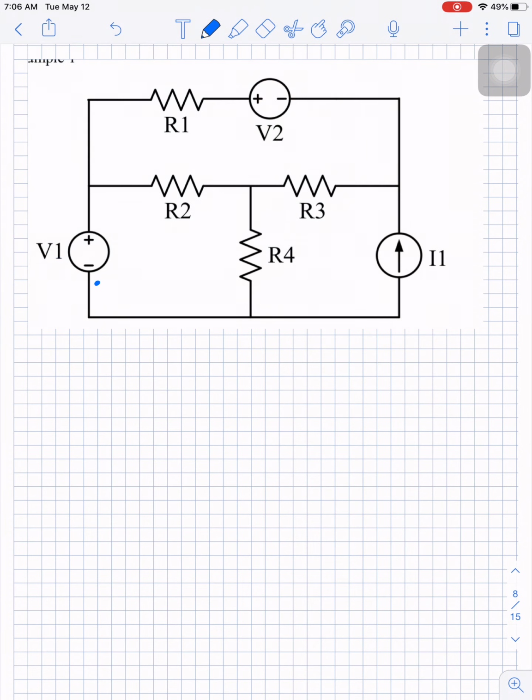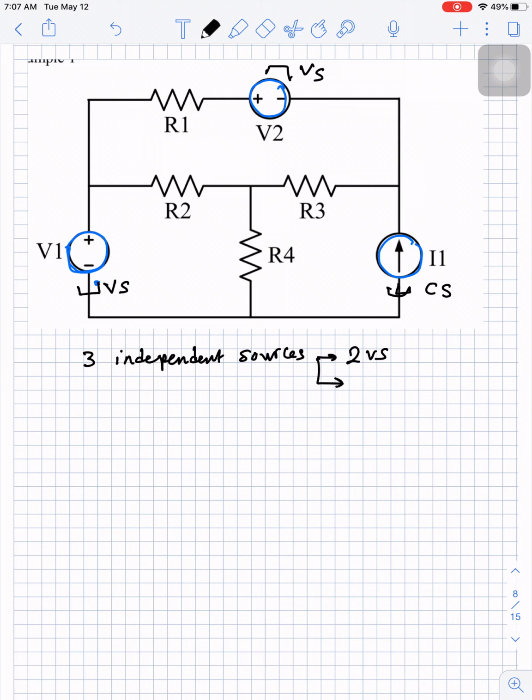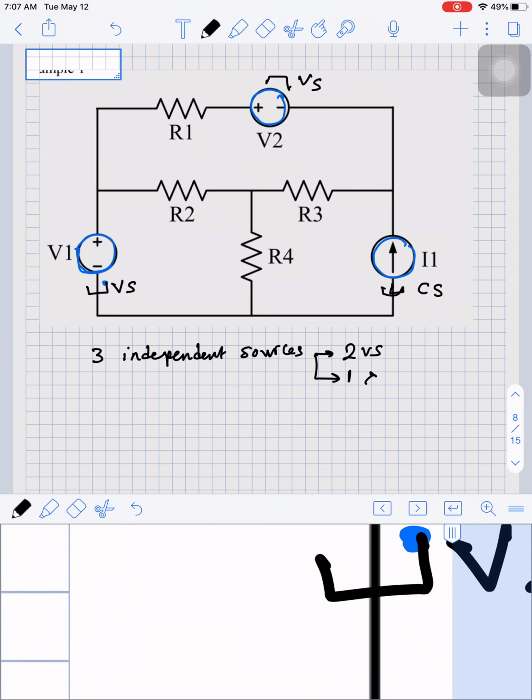We have an element here, and this element is independent. You can see from the symbol that it is independent. We have an element here, and this element is independent, and we have an element here, this element is independent. So we have three independent sources. The source here is a voltage source. The source here is a current source. The source here is a voltage source. So we have two voltage sources and one current source.